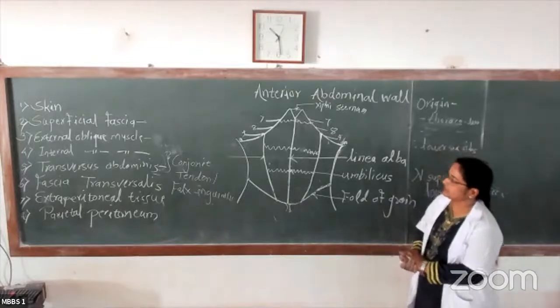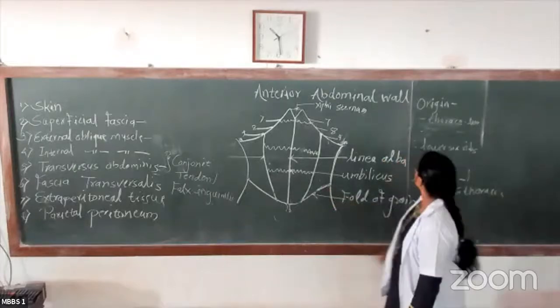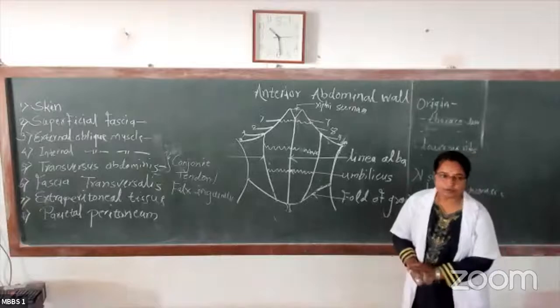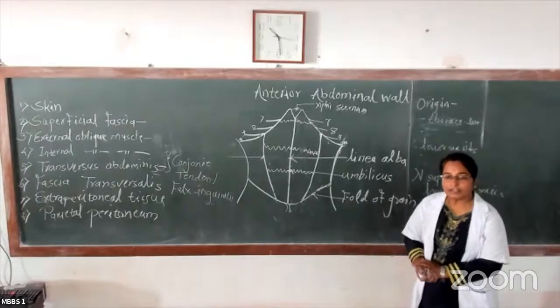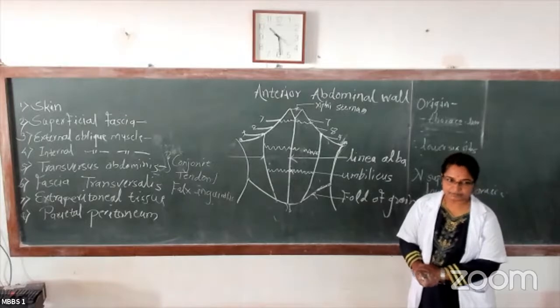So this transversus abdominis takes origin from the lateral 1/3 of the inguinal ligament, again the inner lip of the iliac crest, the thoracolumbar fascia, and the lower 6 ribs.